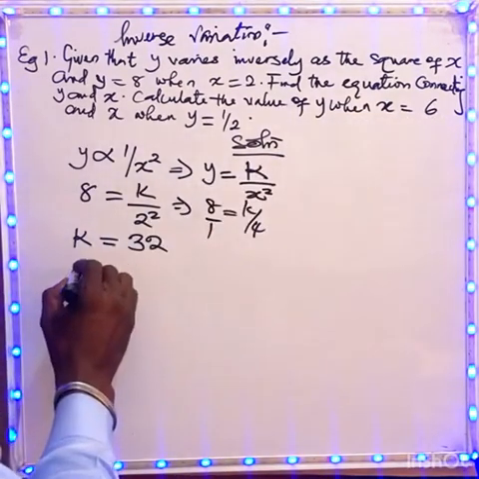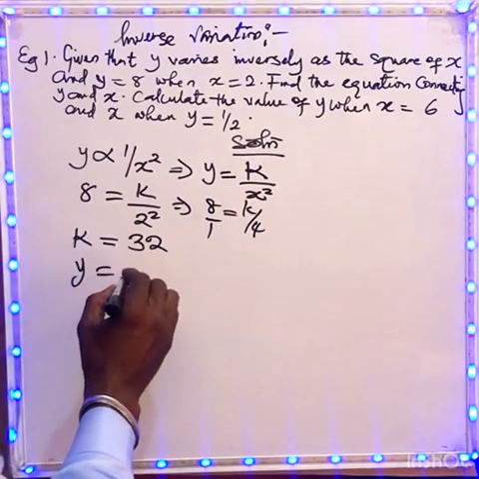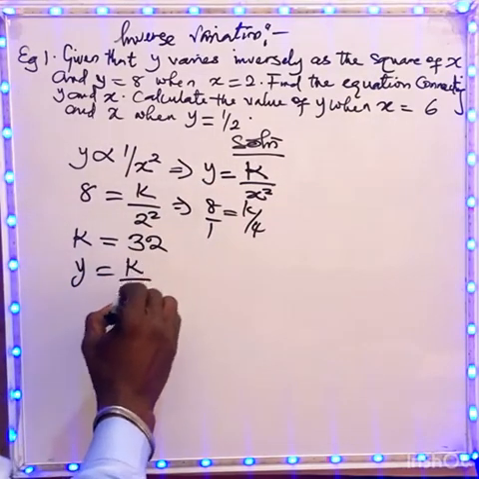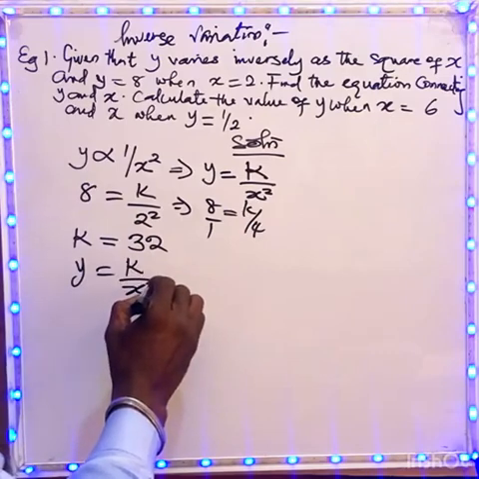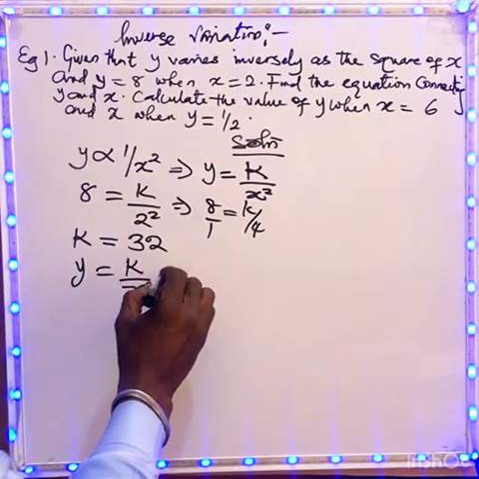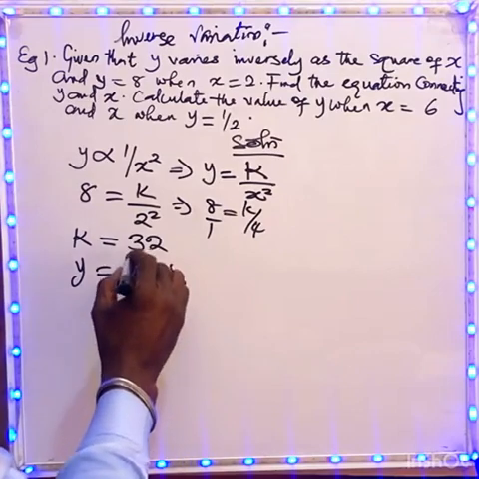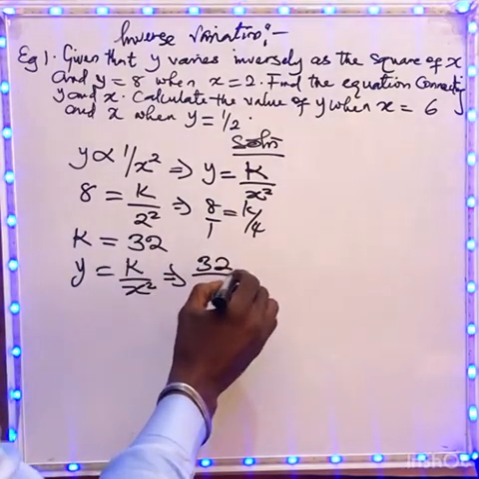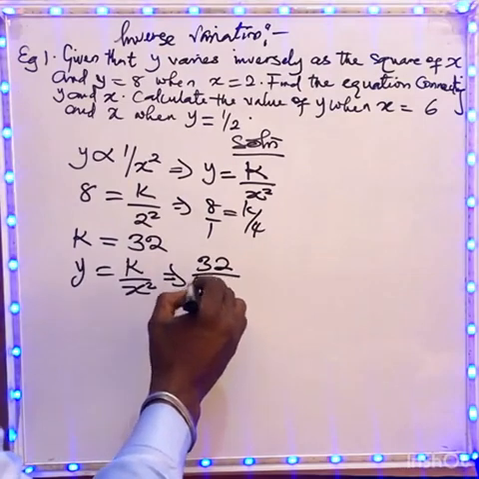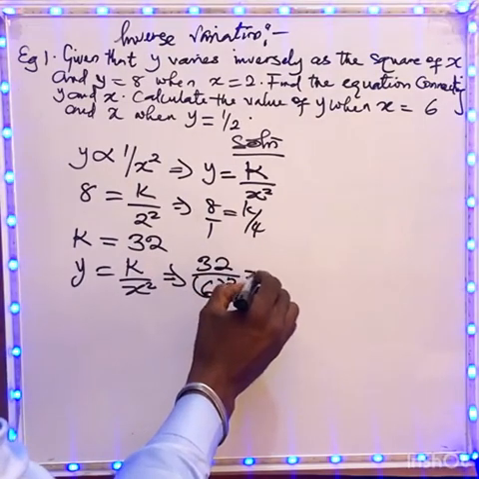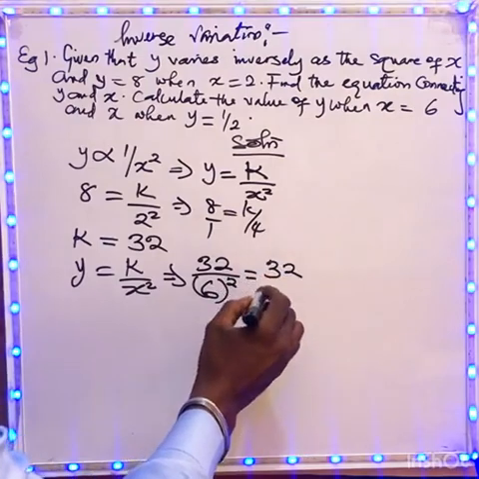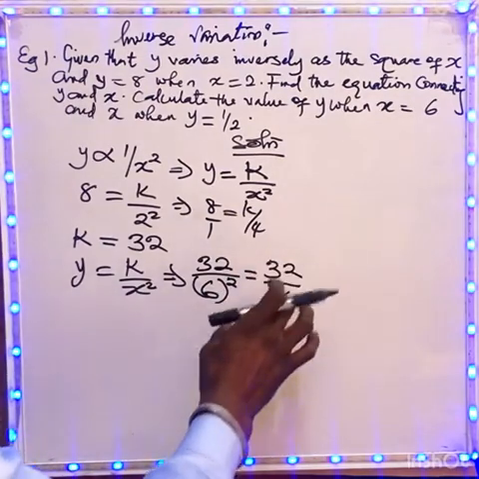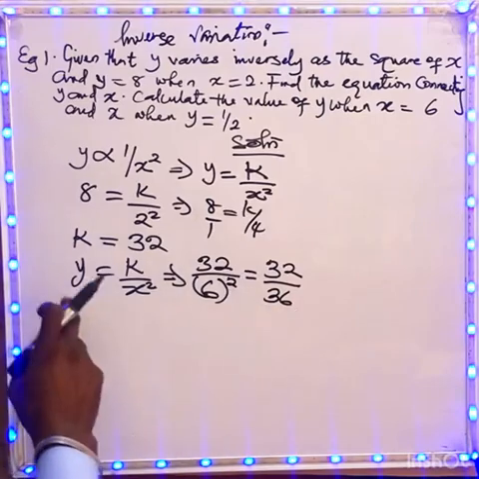Now we were told to calculate y when x is 6. So y is equal to k divided by x squared. But we are told that x is 6, and we've calculated our k to be 32. So 6 raised to power 2 will give us 36. So you have 32 over 36. So 32 divided by 36 will give us the value of y.